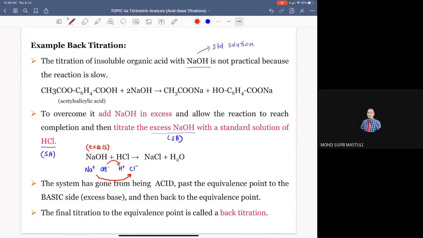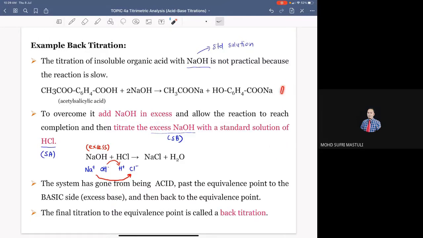So the system has gone from acid past the equivalent point to basic, and then back to the equivalent point. The final titration to the equivalent point, we call it back titration. As you can see here, it is a double titration. This is the first titration. This is the second titration.